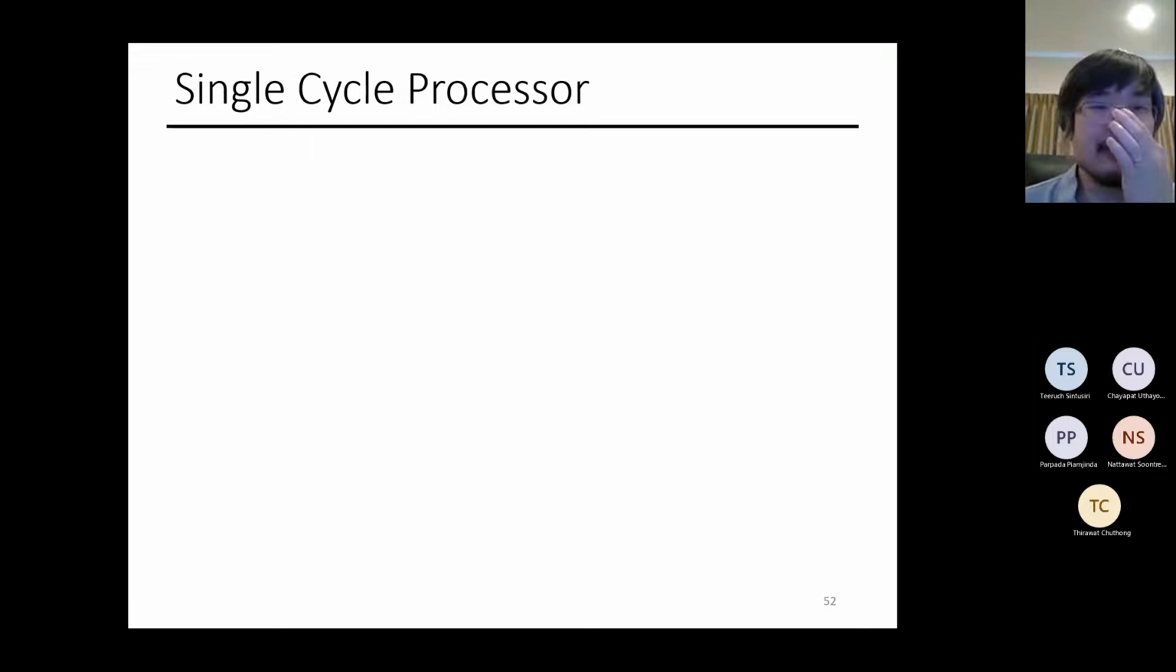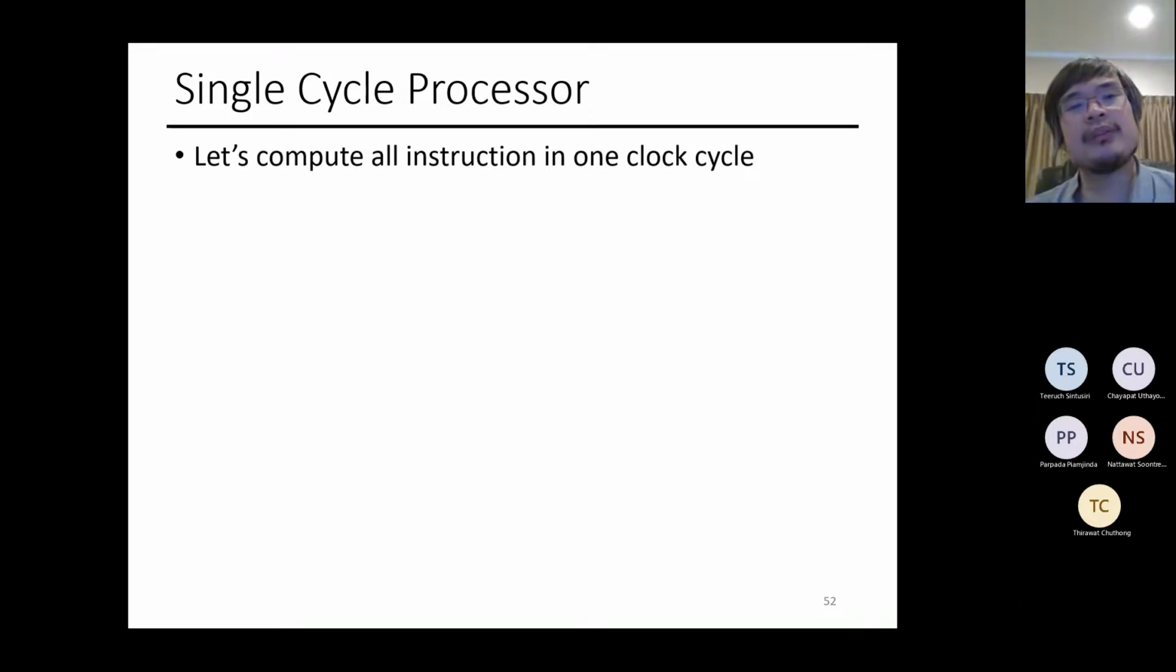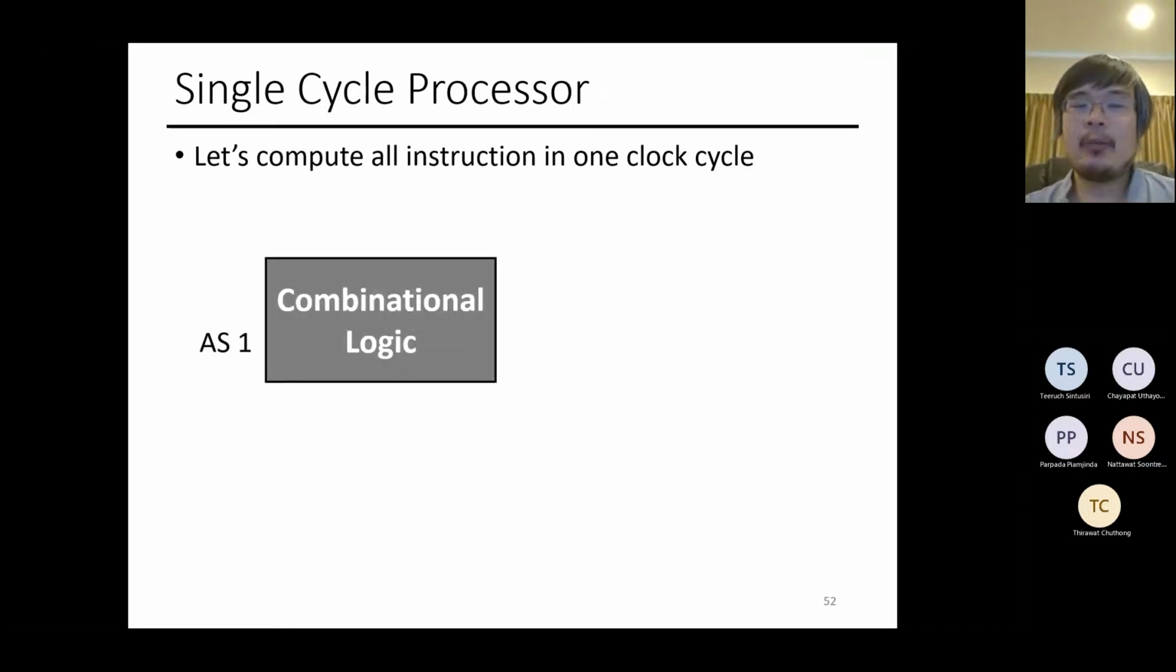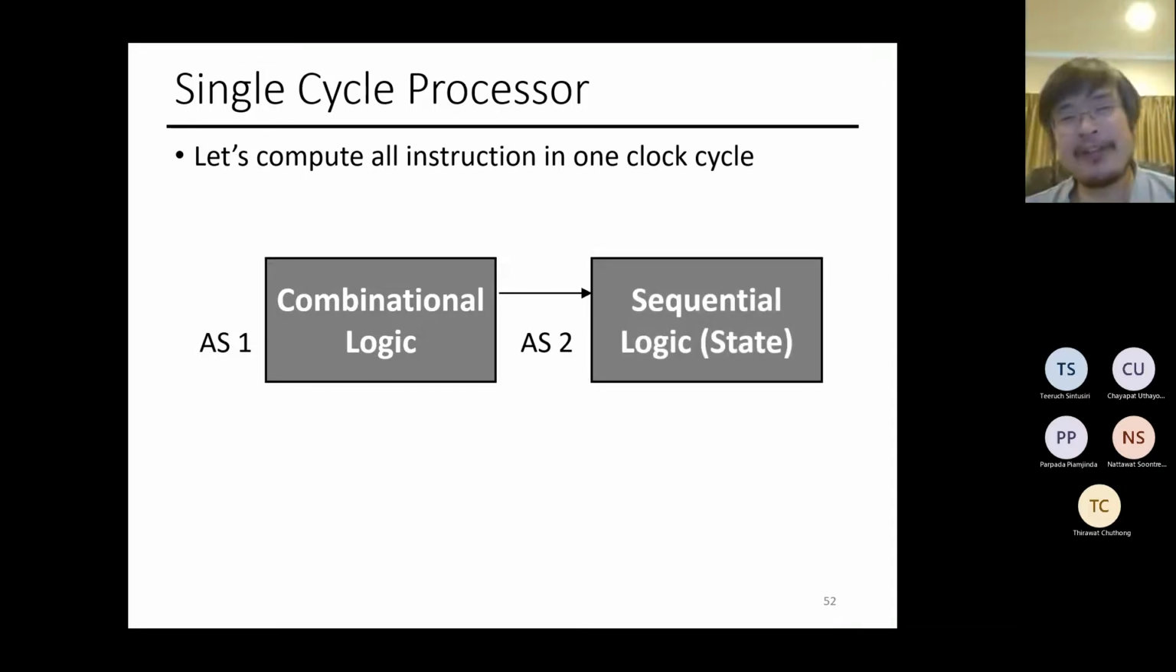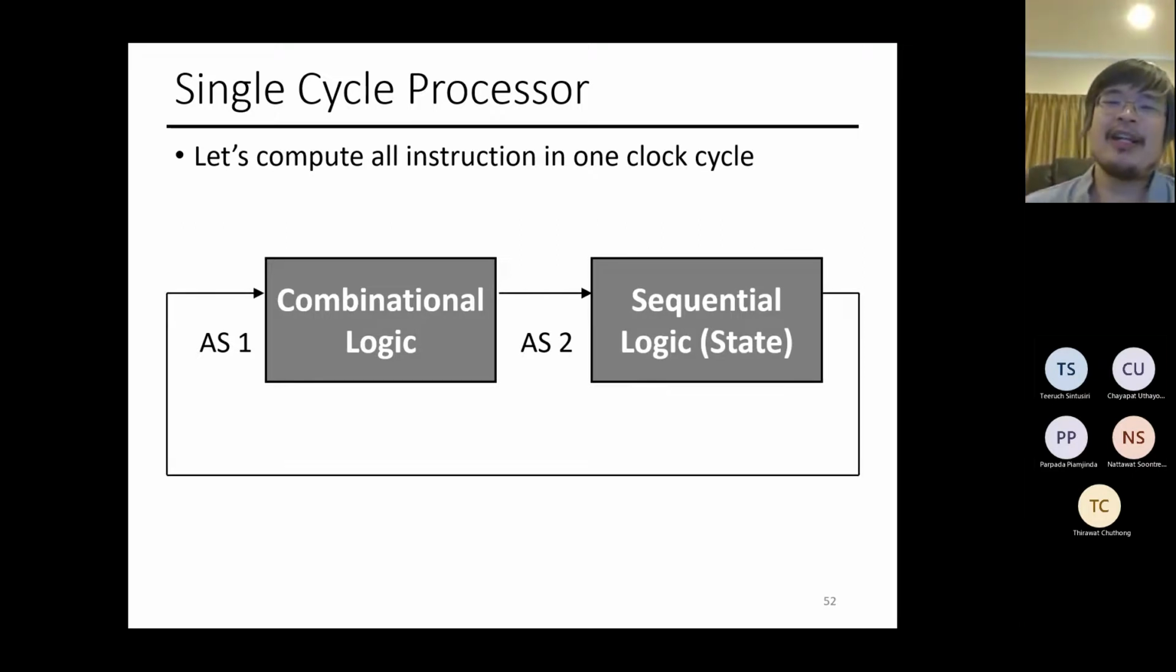And now let's look back at the single cycle processor. Basically what we want to do is, because it's single cycle, we want a processor that computes every single instruction in one clock cycle. I have AS1. It goes through some combinational logic to transform my data to AS2. Then I want to go through my sequential logic to save the state. And then I clock. When I clock it, the sequential logic would actually allow me to show AS2, not AS1.